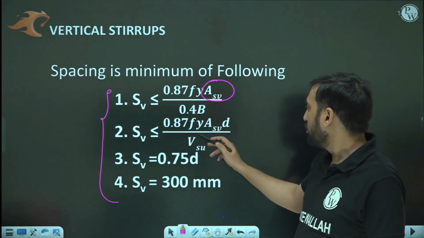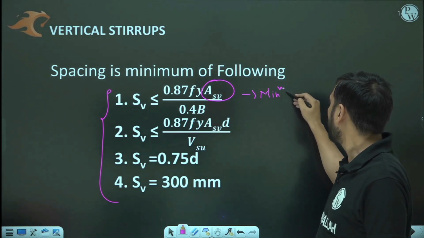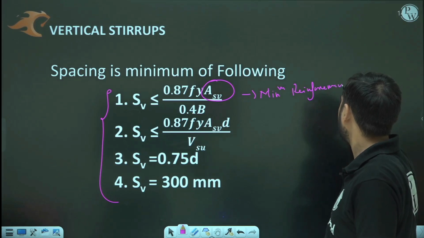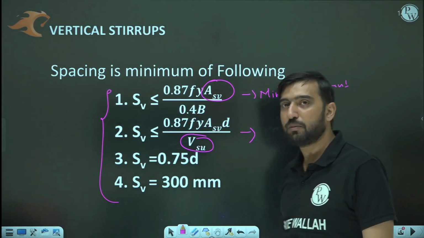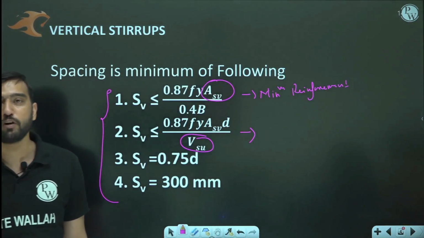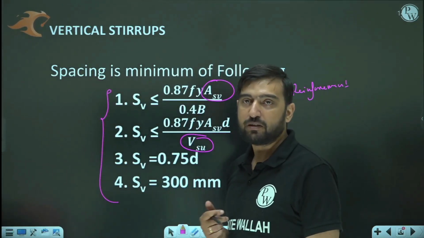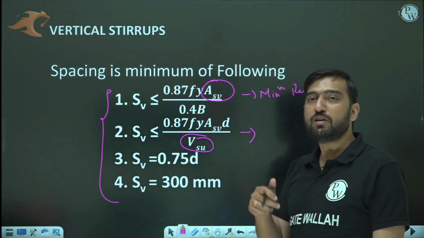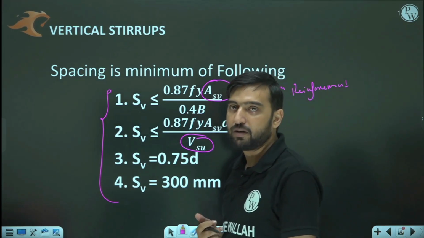Okay, so second one, this is, you can say, from minimum reinforcement criteria. This is for minimum reinforcement criteria. Second one is design criteria, where Vus value is going to come into the picture. What is Vus? Vus is that amount of shear force for which you actually need to provide stirrups, shear reinforcement. Are you getting it or not? So Vus is that amount of shear force for which you need the shear reinforcement, isn't it?